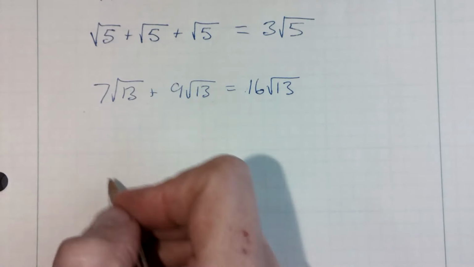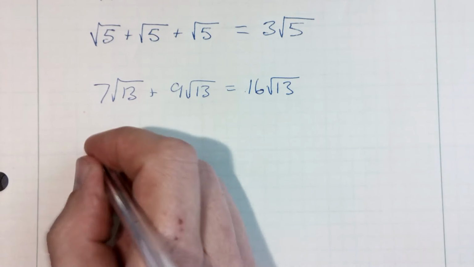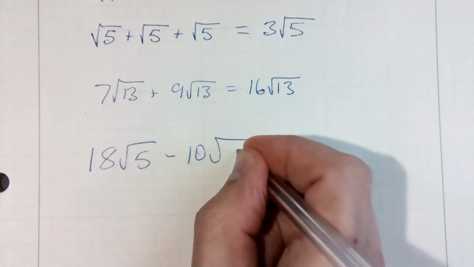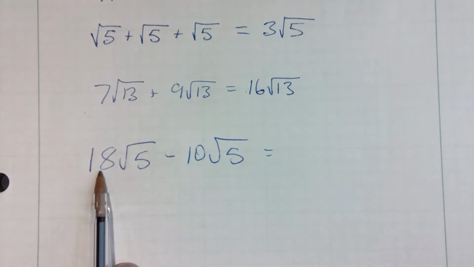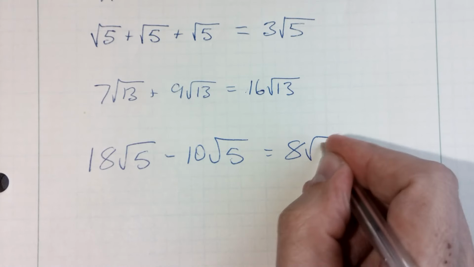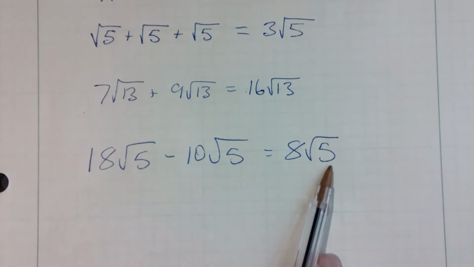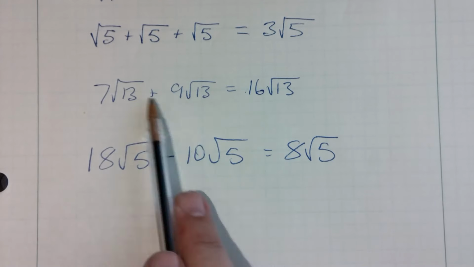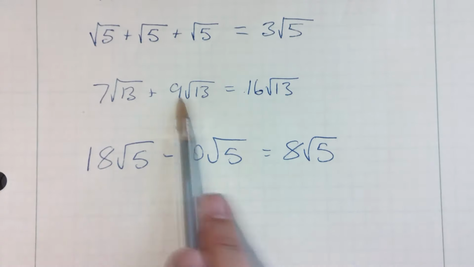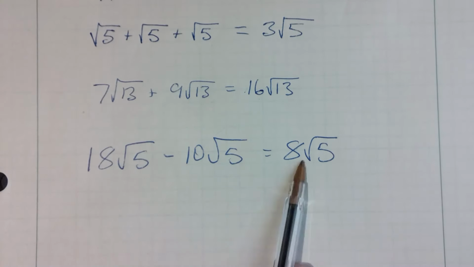And subtraction's the same way, right? If I have 18 square roots of 5 and I minus 10 square roots of 5, if I have 18 and I minus 10 of them, I have 8 square roots of 5 left. Notice how I don't add the square roots of 5 themselves or double them. I'm adding 7 to 9 to get 16, or 18 minus 10 to get 8.